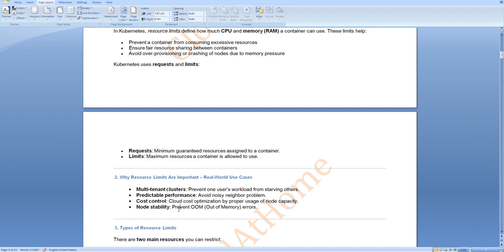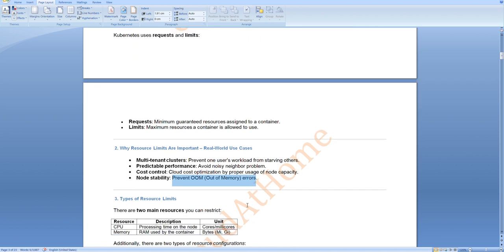Then node stability, definitely, because if your memory is taking more percentage than your limit, then your pod is going to crash, right? And you will get an error called OOM, that is out of memory. Okay, so this error you will get. So we will see everything in the demo as well.